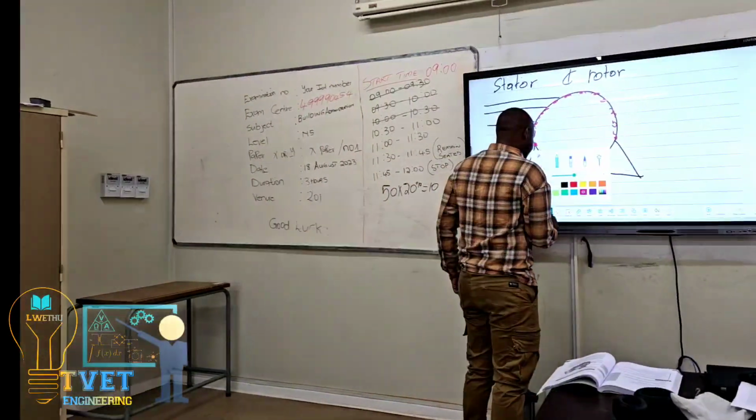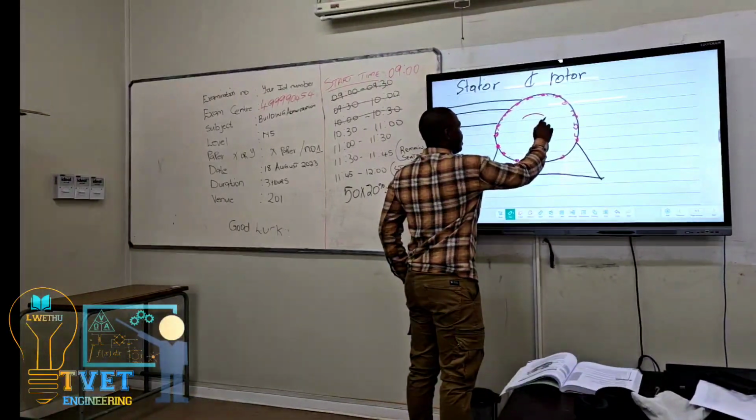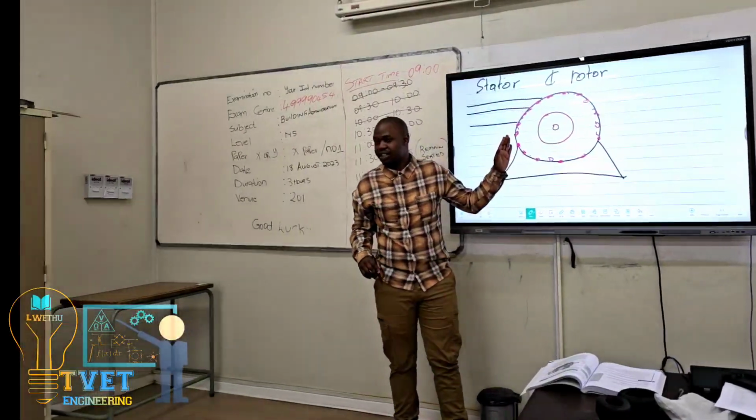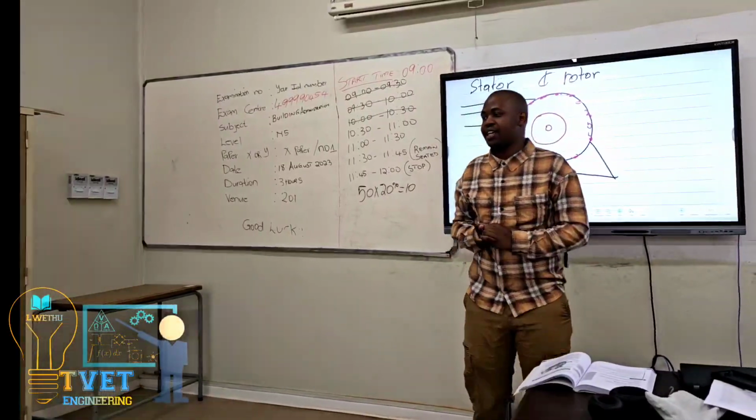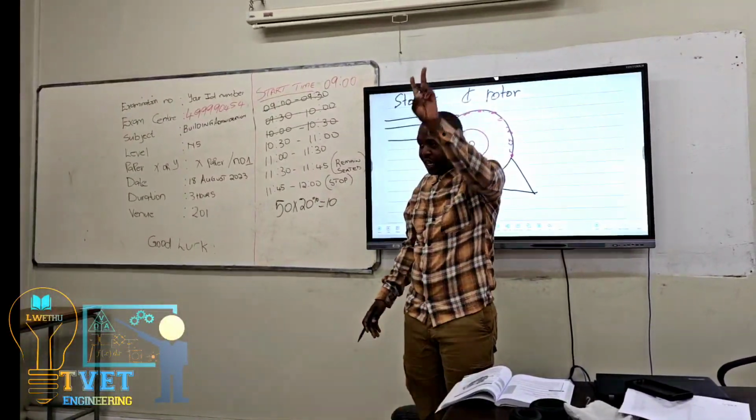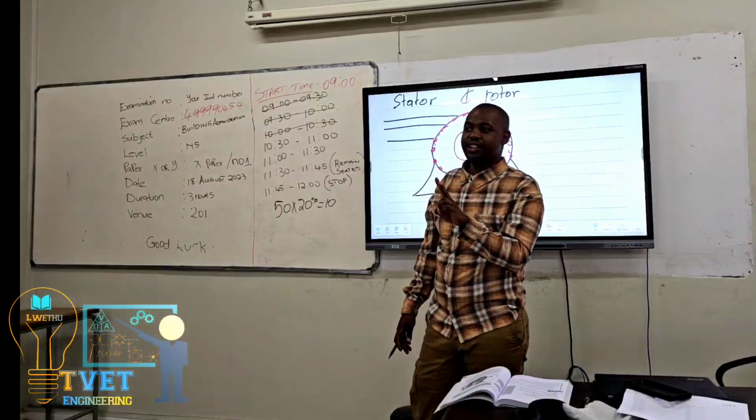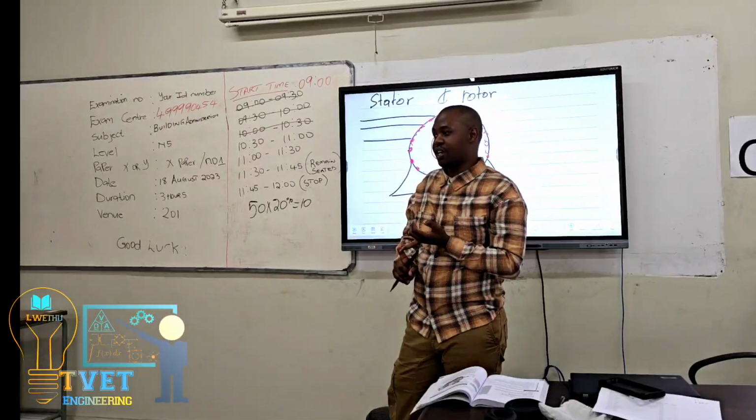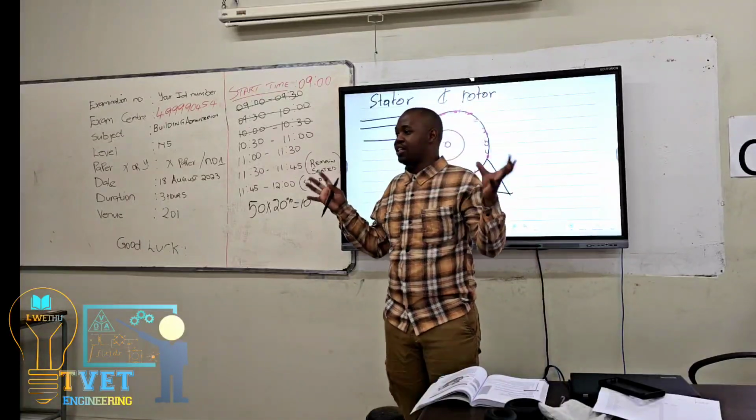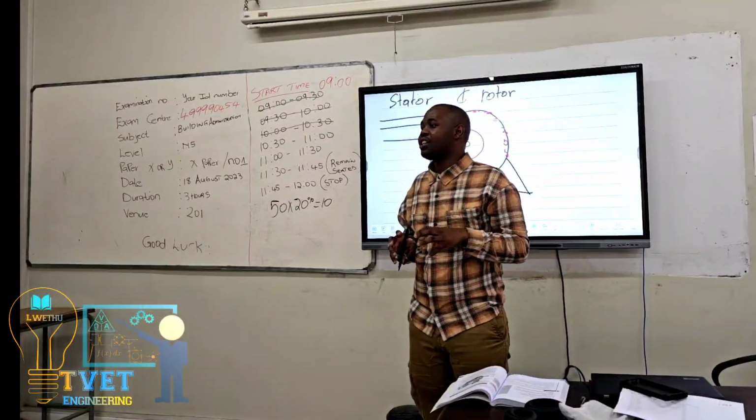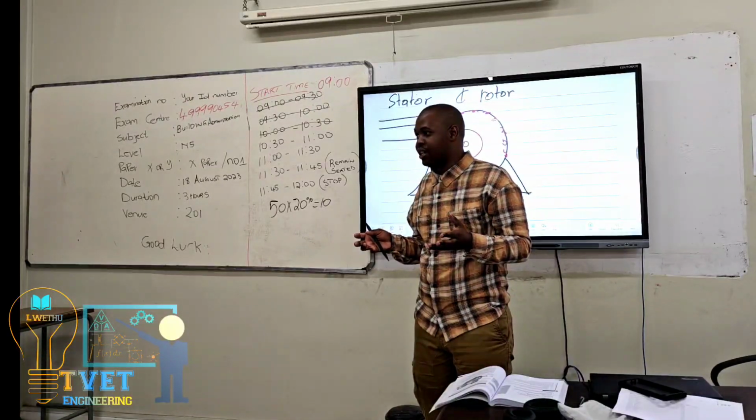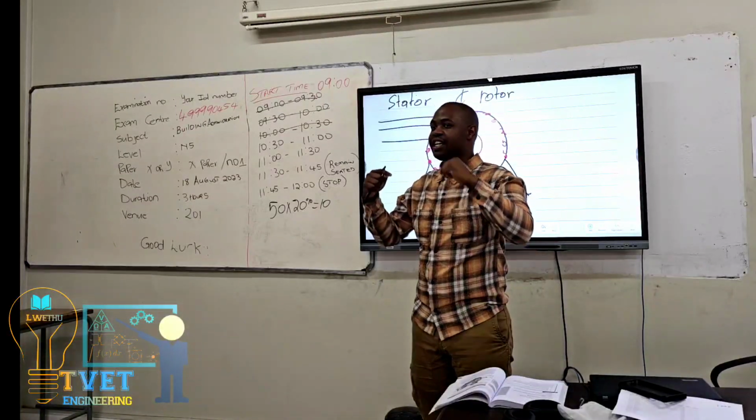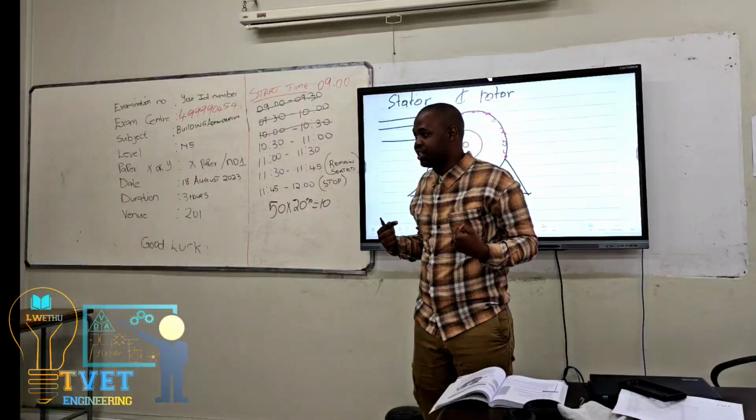Then the rotor. Let's say this is my rotor. There are two types of rotors: the squirrel cage and the wound rotor. The squirrel cage is the one that does not need brushes. It consists of bars short-circuited by end rings.